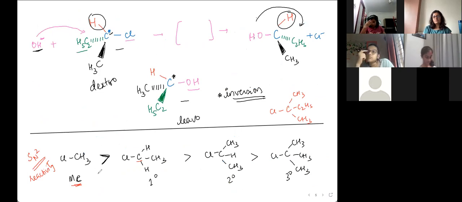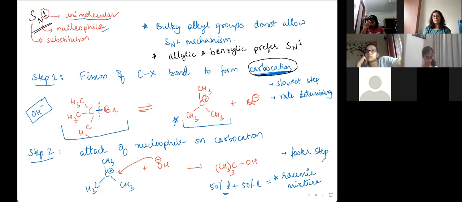And here the order is the exact opposite of what is written. So tertiary is most reactive, followed by secondary, followed by primary, followed by methyl.